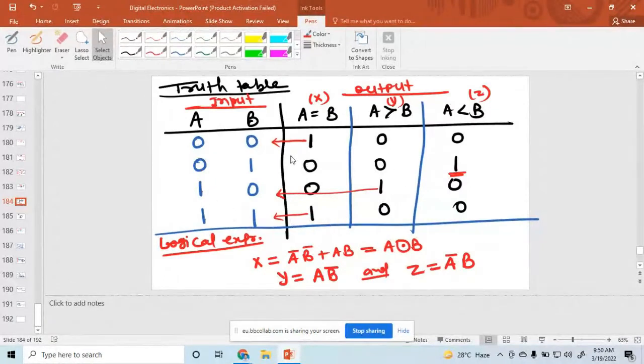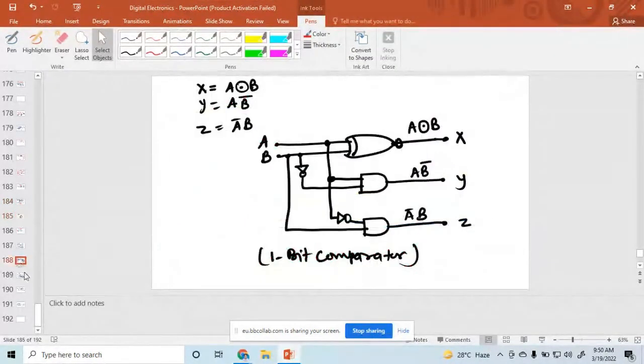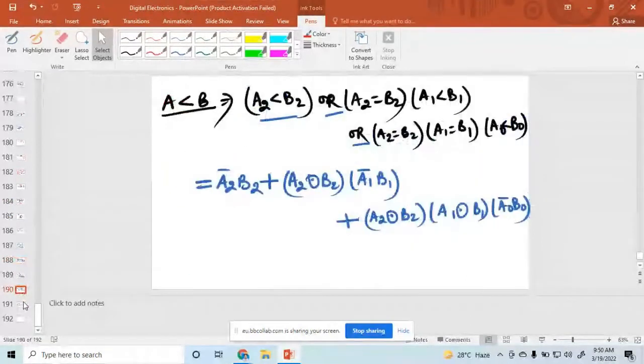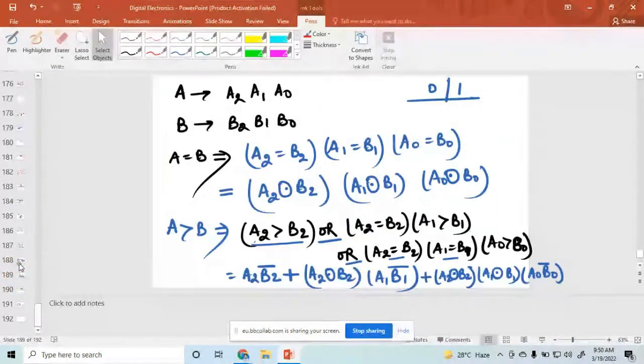And the logical expression: if equal, then this value is A XOR B. And if A greater than B, it is A B bar, and if A less than B, it is A bar B, like this. Similarly, this way you can design the circuit. And here I am choosing two variables.